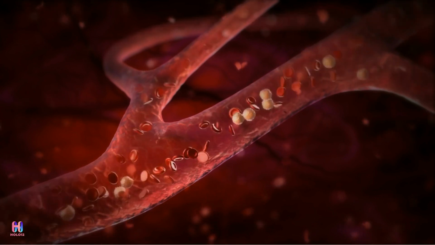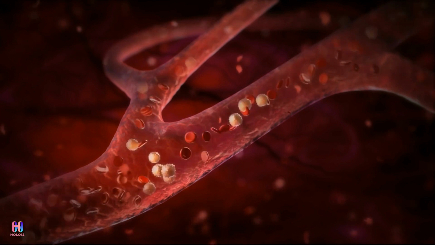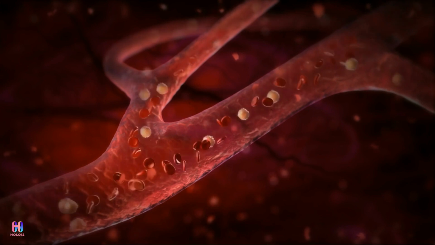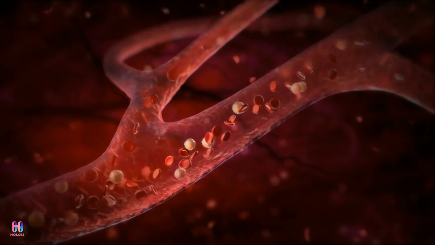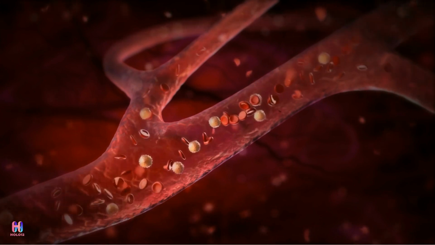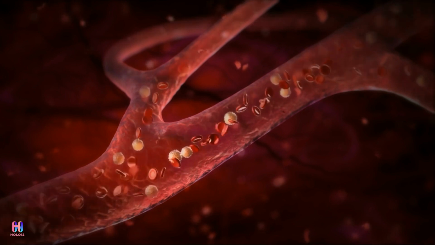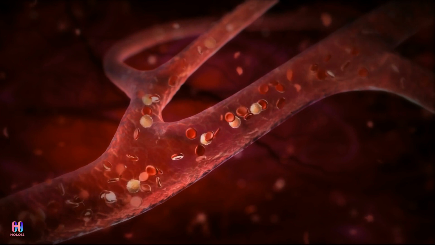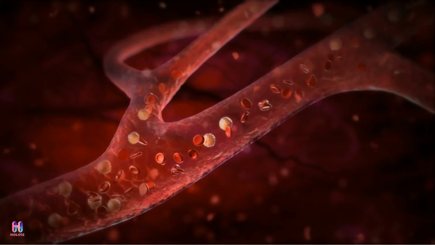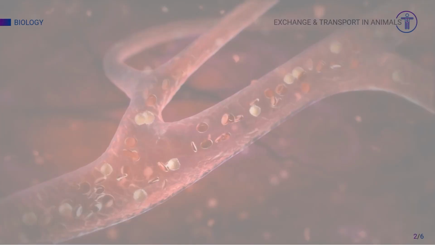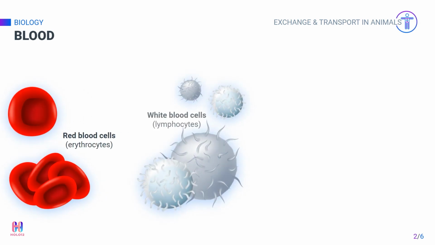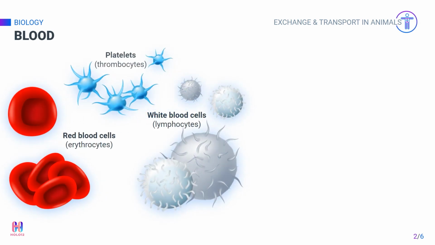It helps in the transport of various molecules around the body, including oxygen, carbon dioxide, nutrients, and wastes. It also distributes heat in the body to maintain body temperature. Blood contains some cells that help defend the body against infection or disease-causing substances. The blood consists of different cell types: red blood cells, white blood cells, and platelets.